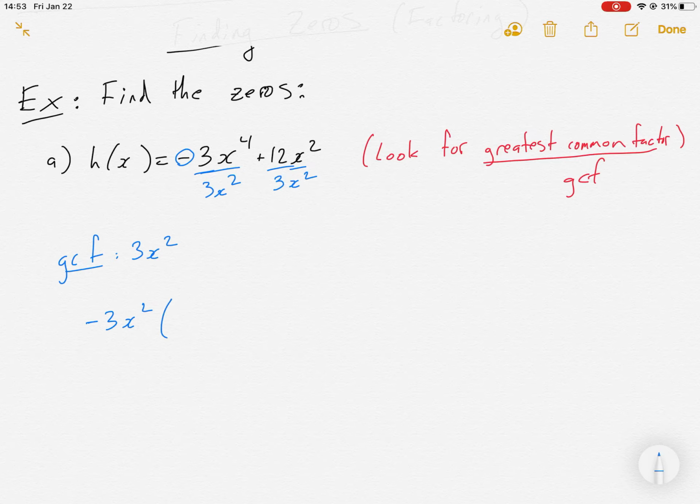Now in this first term, I'm going to be left with just x squared because the 3's cancel, and then x to the fourth over x squared cancels. Remember, I am dividing by negative here. And so in the second term, the x squareds will cancel. 12 divided by negative 3 is negative 4. So I will be left with x squared minus 4.